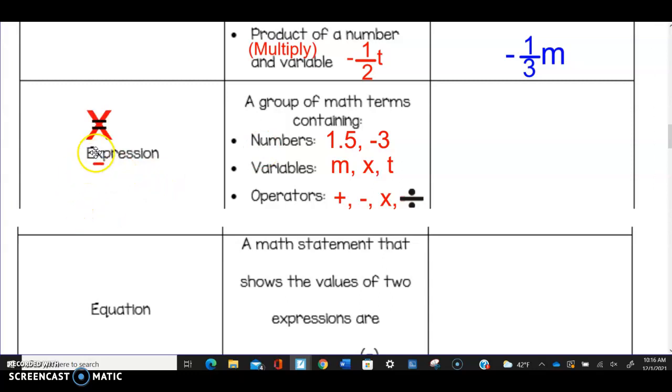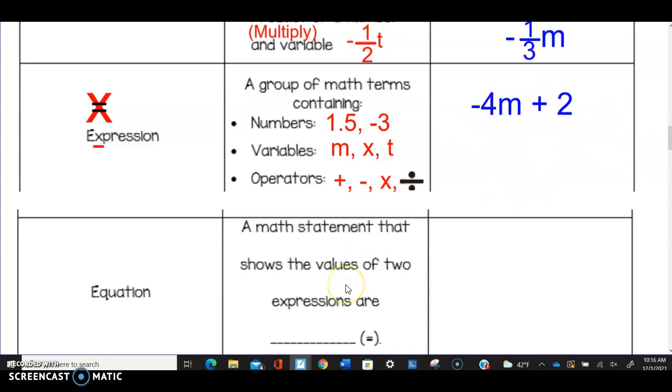I always used to think the x in expression crossed off anything about the answer. So an expression is like a phrase. It's not a full sentence. Negative 4m plus 2 would be an example of an expression. Again, I know nothing about the answer. If m is not defined or they didn't tell me what m equals, then I'm stuck here. I can go no further with this expression.